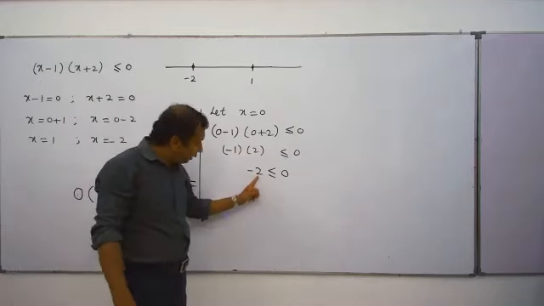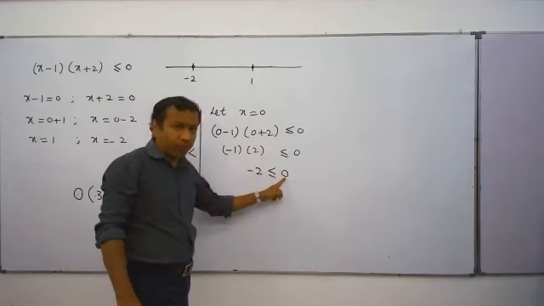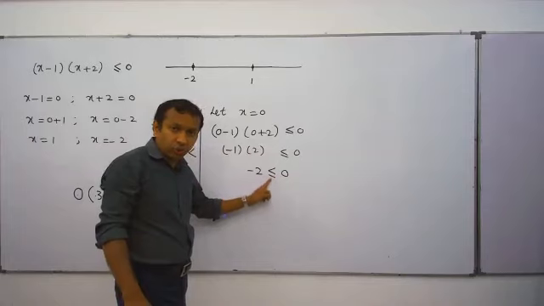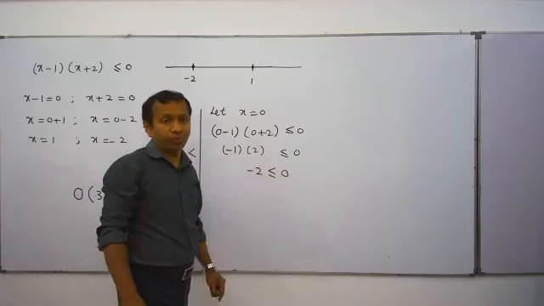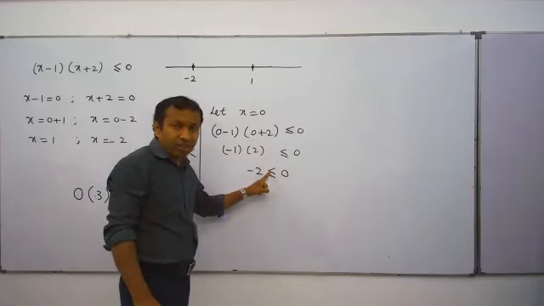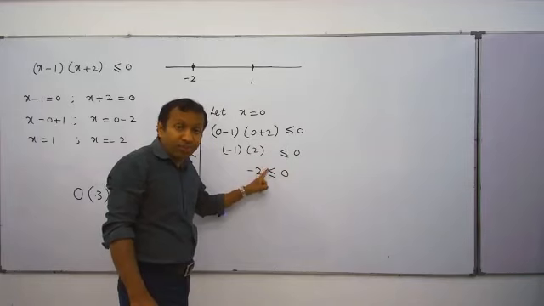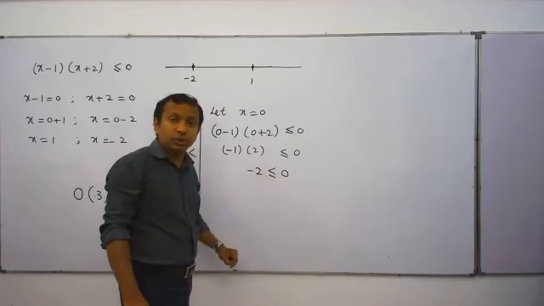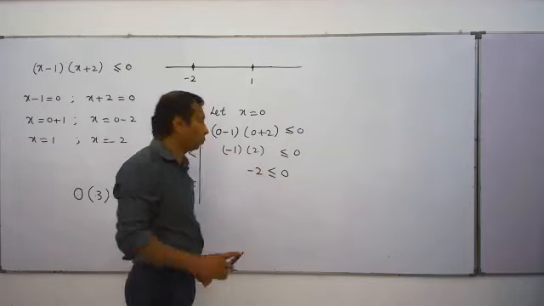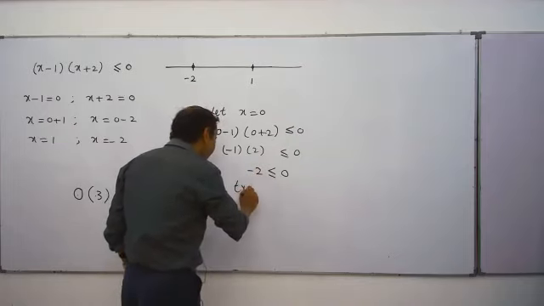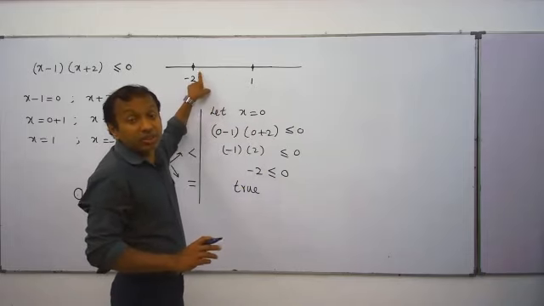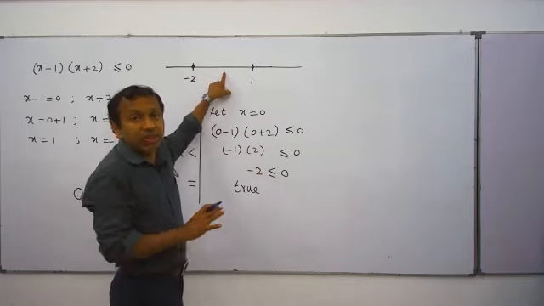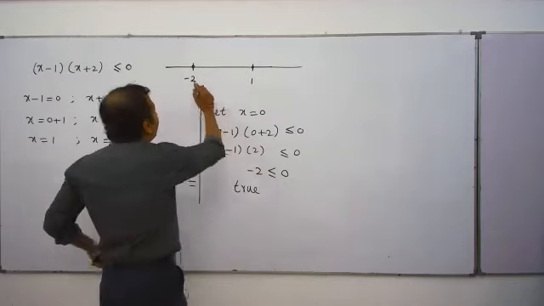People, is minus 2 less than 0? That's true, people. Not for this equal sign: minus 2 equals 0 is not true. But minus 2 less than 0 is true. Here we said there are two signs, no? Less than or equal to. If one sign matches, truth, then we accept that. This is true: minus 2 less than 0, true. Then people, like this 0 in this interval, other numbers in this interval satisfy this inequality. Therefore, we mark that like this.